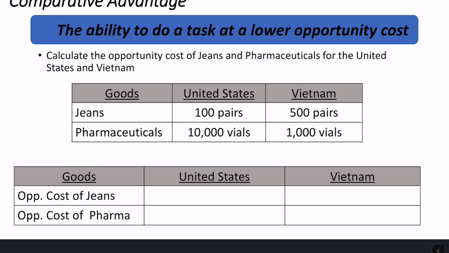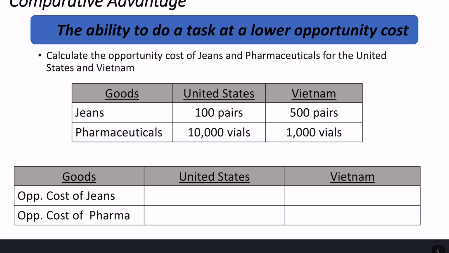Using these opportunity costs, we'll have the idea of comparative advantage. Comparative advantage is the ability to do a task at a lower opportunity cost, meaning that a country has to give up less to produce that. So we're going to have what country has the comparative advantage in genes. This country then would give up less vials of pharmaceuticals to make a pair of genes.